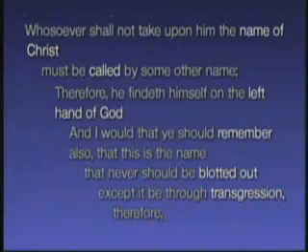Verse 10 begins, "And now it shall come to pass that whosoever shall not take upon him the name of Christ," that's number 1, the name, "must be called," that's number 2, "by some other name. Therefore he findeth himself on the left hand of God." That's number 3, the left hand. And he continues, "I would that ye should remember," that's element number 4, remember, "also that this is the name that I said I should give unto you, that never should be blotted out," that's number 5, "except it be through transgression." That's number 6.